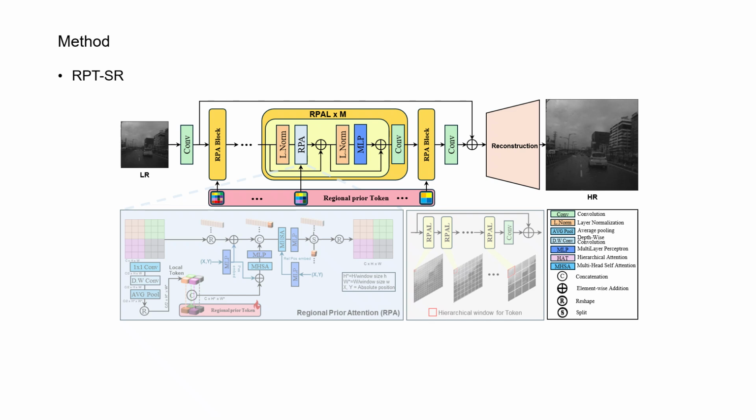Each RPA block is composed of several RPA layers connected by residual connections. Inside the layer, we use standard components like layer normalization and MLPs to process features. However, unlike standard transformers that only rely on self-attention within windows, we integrate our novel regional prior attention mechanism here to inject scene-specific knowledge into the standard transformer workflow.